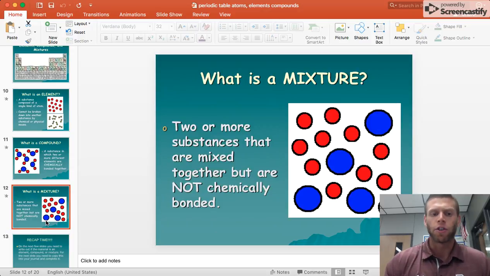And then what is a mixture? This is 2 or more substances that are mixed together but not bonded together. So if you look over on the right at the picture, you have elements or substances that are not bonded together. They're just free ranging, and there has to be 2 or more of them. The difference there, with the compound, is that they're actually bonded together.